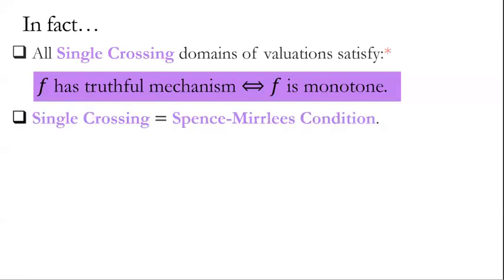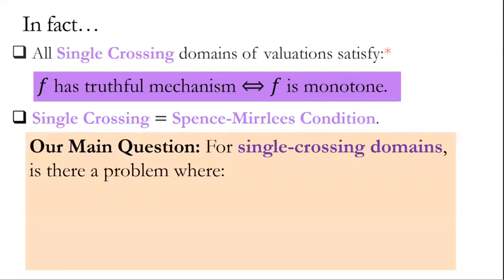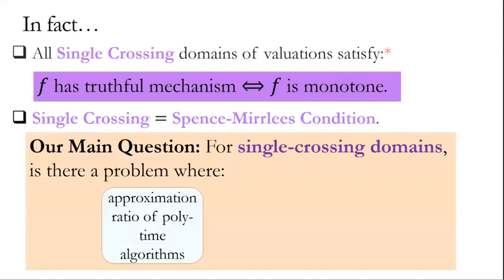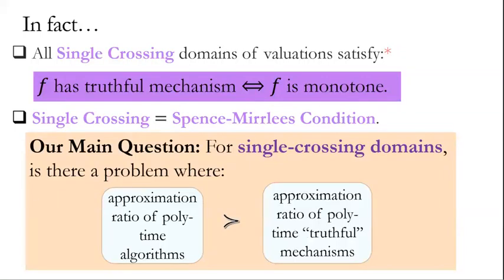And this class was introduced by Spence and Mirrlees in the 70s. This is the class of valuations that economists have often referred to as single parameter or one-dimensional in their work. In the next slides, we will define this class. But before that, note that if we think of single crossing as the right definition for single parameter, then the question that we should be asking is whether for single crossing domains, there is a problem such that polytime algorithms are more powerful than polytime truthful mechanisms.